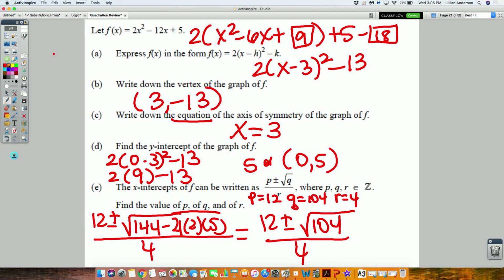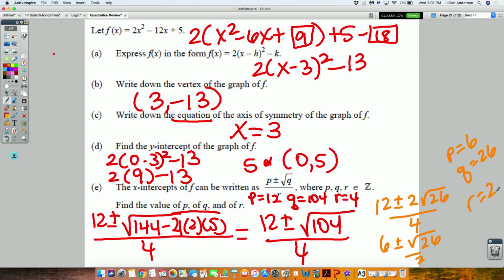What does 104 reduce down to be? 2 square root of 26? Yes, ma'am. So this will give you 12 plus or minus 2 square root 26 over 4. This can reduce. So if I divide everything by 2, this gives me 6 plus or minus the square root of 26 over 2. So you could have said that P was 6, Q was 26, and R was 2. Either one would have been acceptable if you had taken it to that next step.